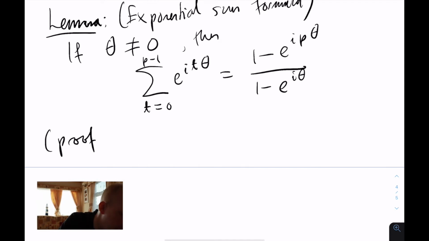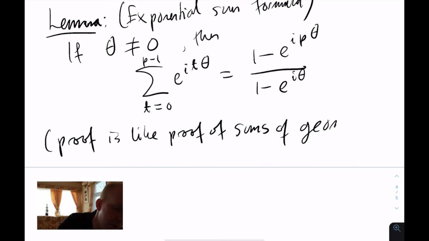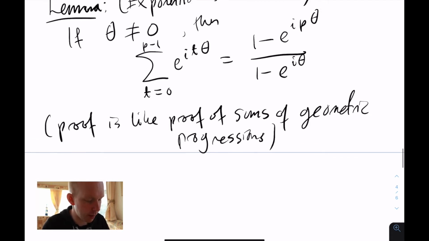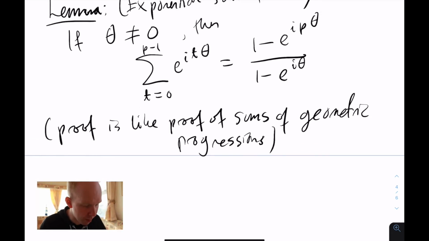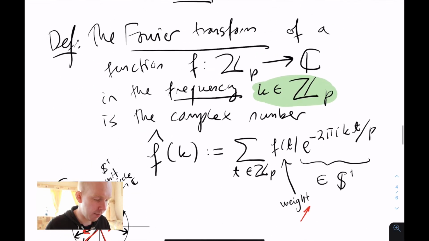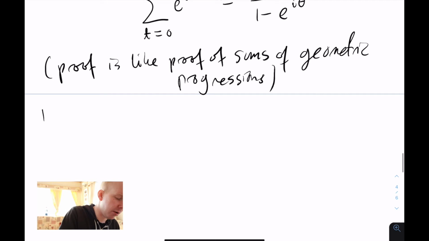The proof is like the proof of sums of geometric progressions. If you remember geometric progressions, you're basically summing over powers of these numbers. And here we are summing from 0 to p minus 1 powers of complex numbers. But you have the same type of proof: when you add the numbers together, you can get this formula with this expression. Then using this lemma, you can do a lot of examples of computing the Fourier transform. So let's take some examples.